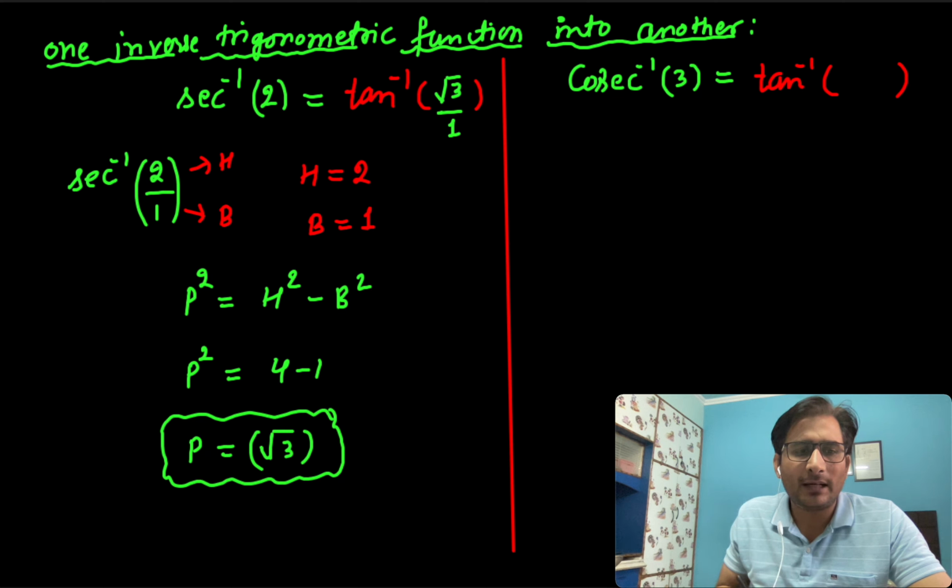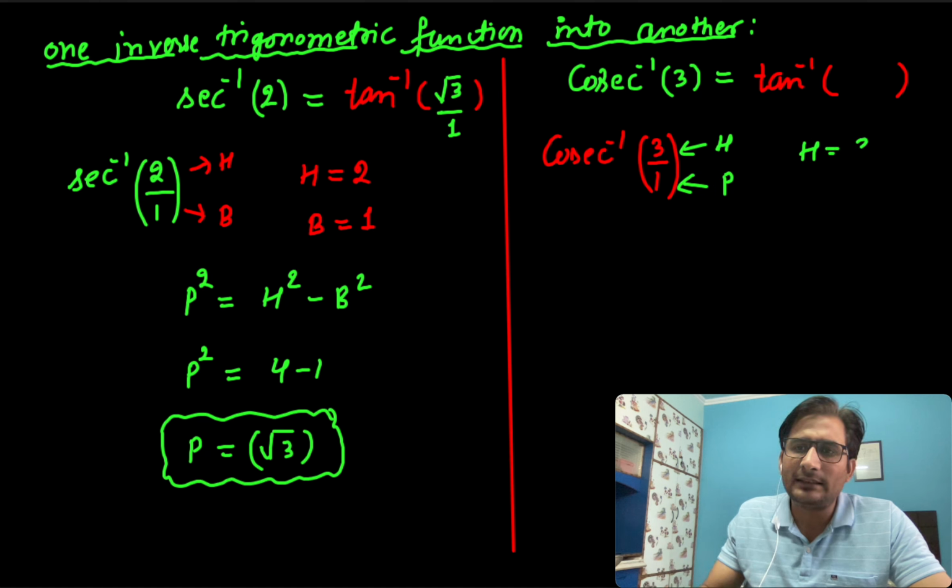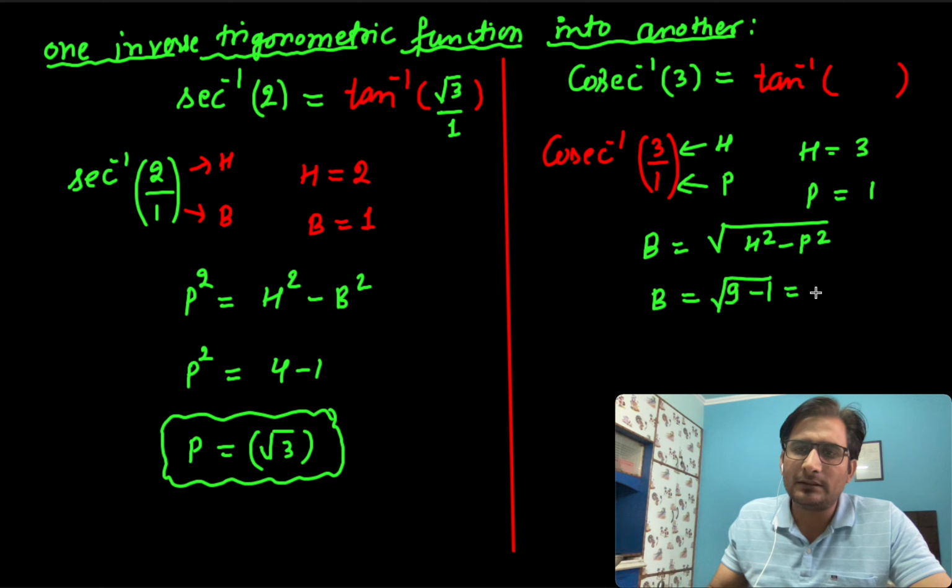Now like this, look at this, cosec inverse 3. What is this? It is 1 upon 3, so this is hypotenuse. Cosec can be written as hypotenuse upon perpendicular. So the hypotenuse is 3, the perpendicular is 1. So what is the base in this case? The base is equal to root of h square minus p square. So the base in this case is root of 9 minus 1, which is root 8, can be written as 2 root 2.